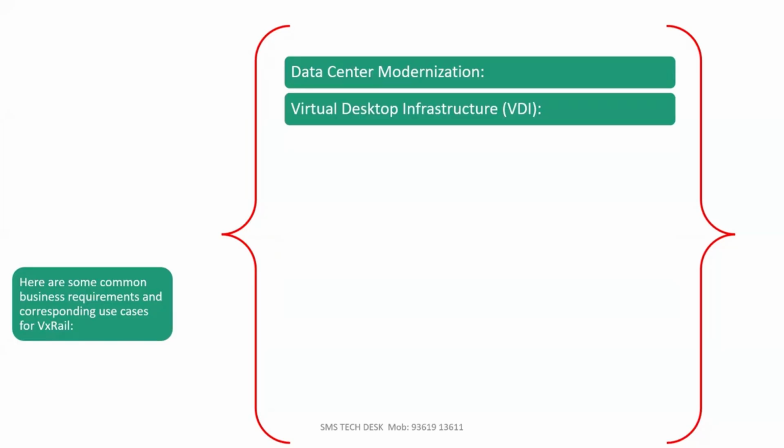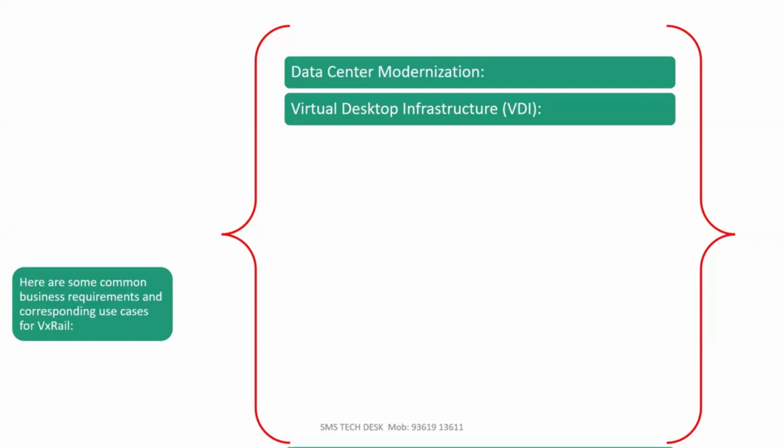Next is virtual desktop infrastructure. Suppose I'm planning a new VDI environment; then I can go for VxRail, because in VxRail we have V series servers which support virtual desktop infrastructure, right? So where the customer requirement is a large number of virtual desktops, this option best suits the customer.